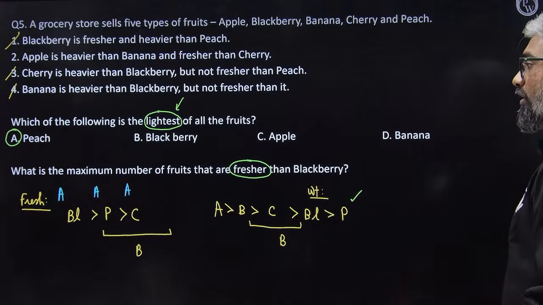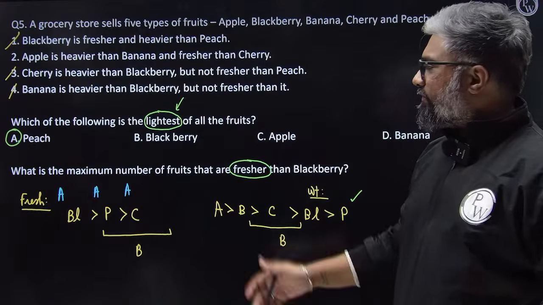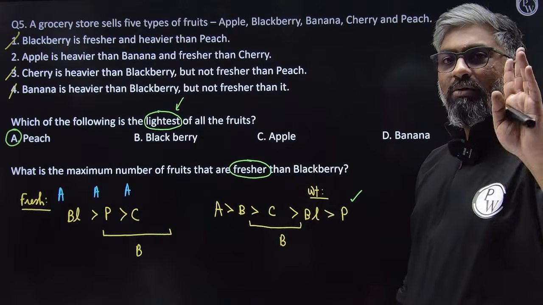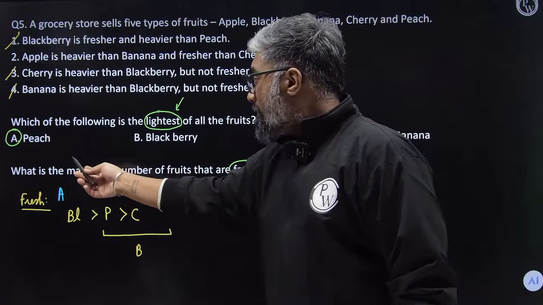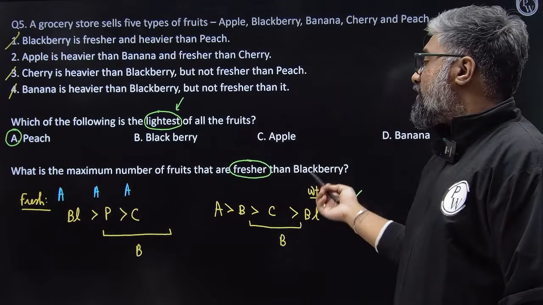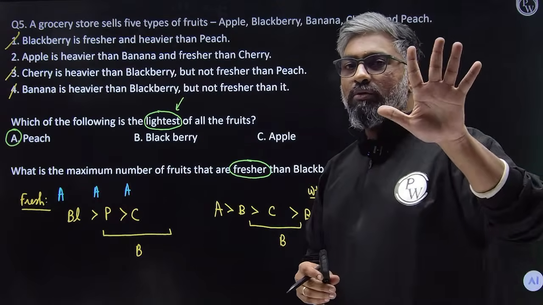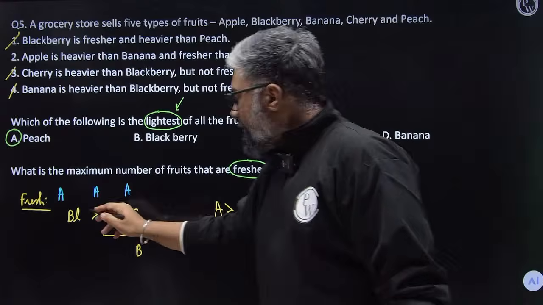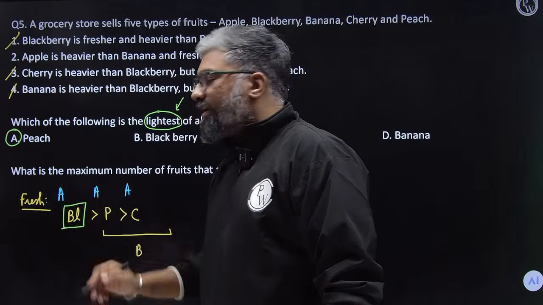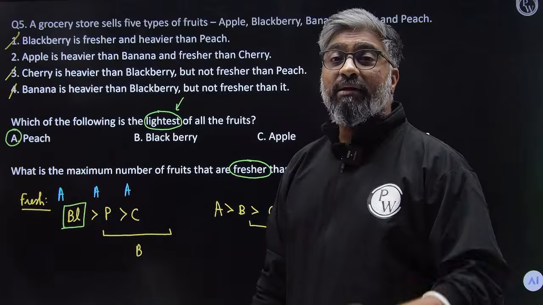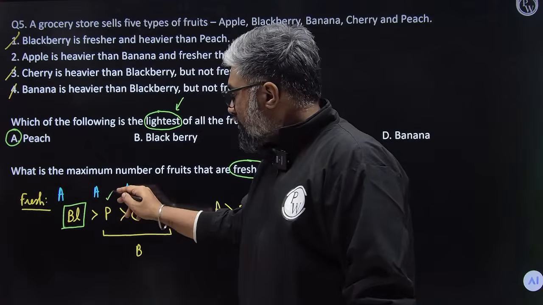Cool. Now, the second question can be a little tricky. The first question we could answer easily. The second question is a little tricky. Let's see this. Maximum number of fruits that are fresher than blackberry. Out of 5 fruits, blackberry is here. This is fixed, correct? Lesser than blackberry are how many? Peach for sure.